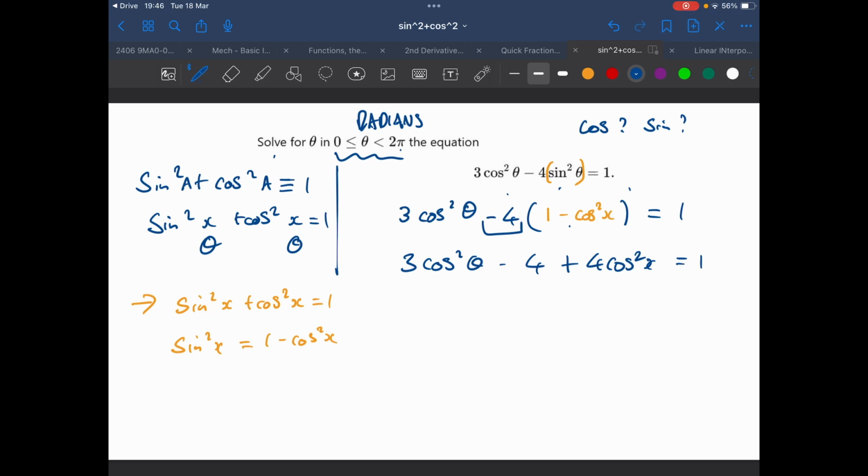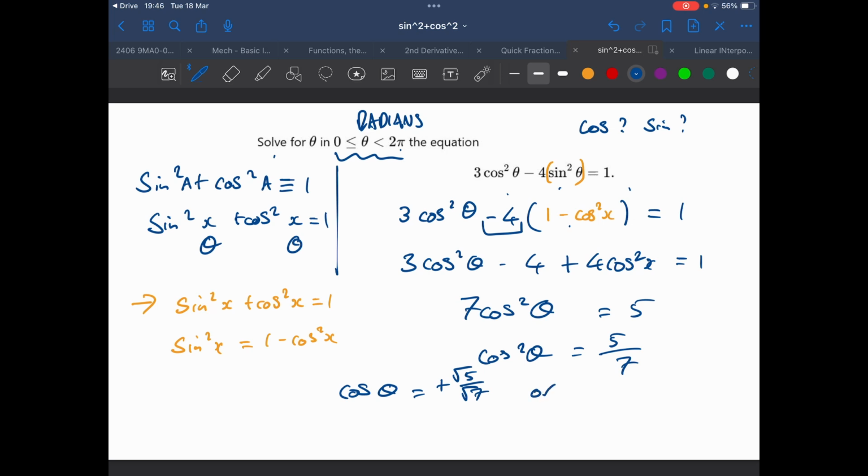Let's get the cos terms all together. Let's get the trig part on its own. Now, when we're doing this, watch out. There are going to be two solutions. Cos theta as the positive case of root 5 over root 7. Or we could have the negative case. So that would be equal to a minus root 5 over a root 7.